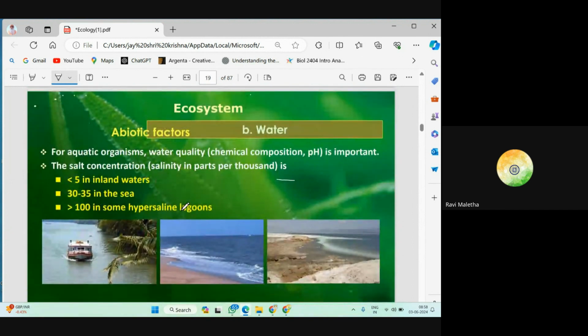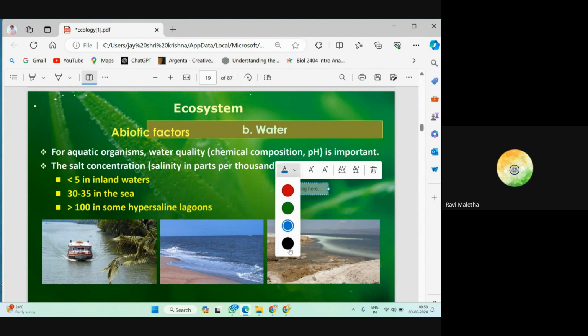Two, three things are important for aquatic animals. One is salinity of water. I will write here, you can write salinity. This amount of salinity you don't need to remember, like less than 5%. Just know which factor of water can affect the aquatic animal.